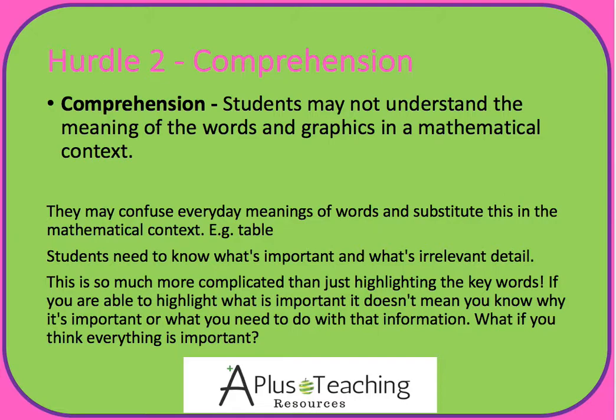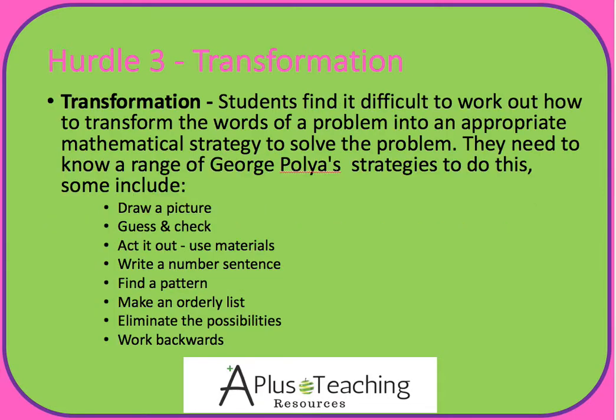So it's important that they know what's relevant and what's irrelevant, and that comprehension is a lot more than just highlighting the keywords. If you're able to highlight what's important, it actually doesn't mean that you know why it's important or what you need to actually do with that information. So you'll often see children highlighting the whole text. That's me, because when I read a word problem, everything's important to me. So this highlighting is not going to help me. Sometimes you see a student highlighting the right keywords, but then they get stumped and they just do not know what to do next. So, they just don't know why it's important. So comprehension strategies are a bit more than highlighting.